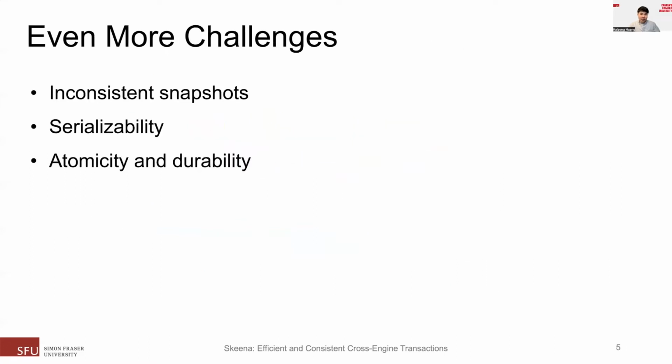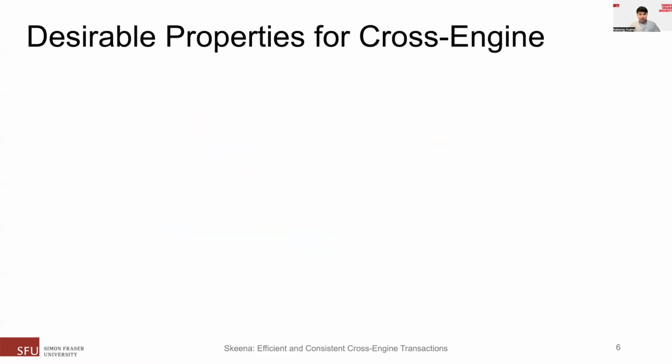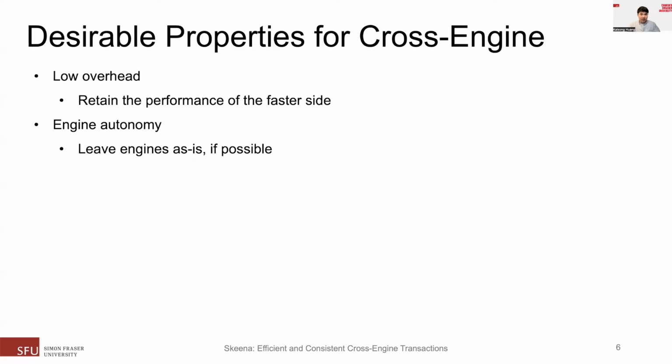Of course, there are more challenges to be dealt with. We can have serializability issues because even if both engines guarantee full serializability, the overall execution may not be serializable. We can have atomicity and durability issues. Therefore, commit checks are needed in addition to a traditional 2PC protocol. Based on these facts, we want a solution that incurs low overhead to retain the performance of the faster side. We want something that can keep engine autonomy as much as possible, something that supports full functionality, for example, various isolation levels, and we want something that can be easily adopted.